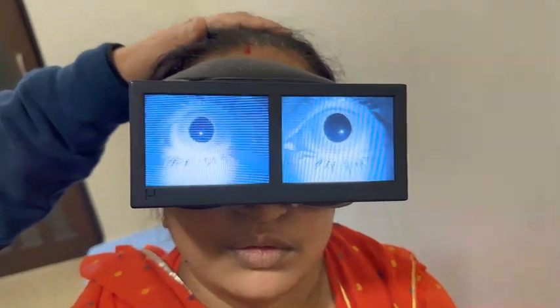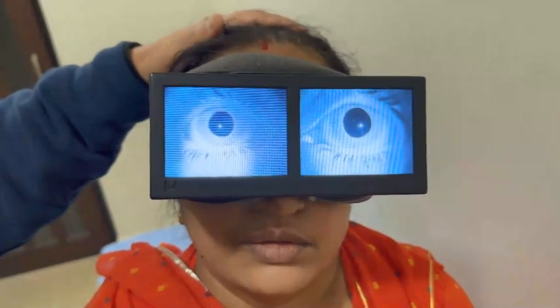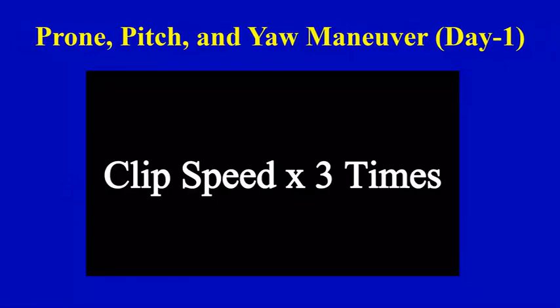If we had not done the inversion test, we would not have been very sure about this. We carried out the prone pitch and yaw maneuver, which is shown here with the clip speed increased by 3 times.